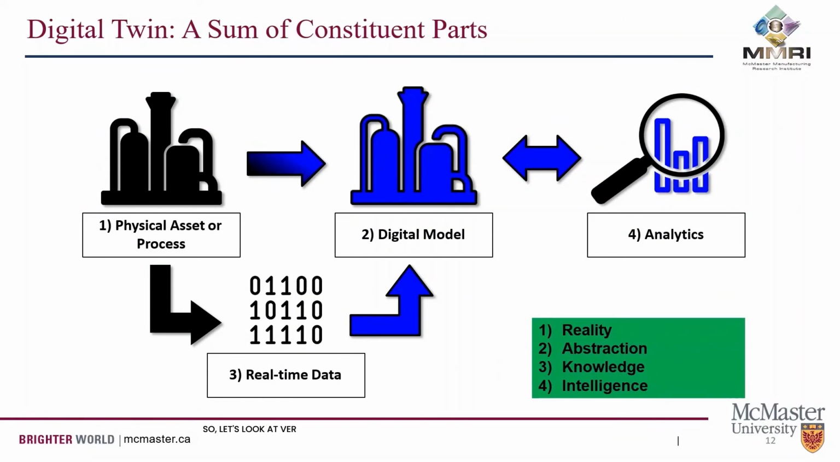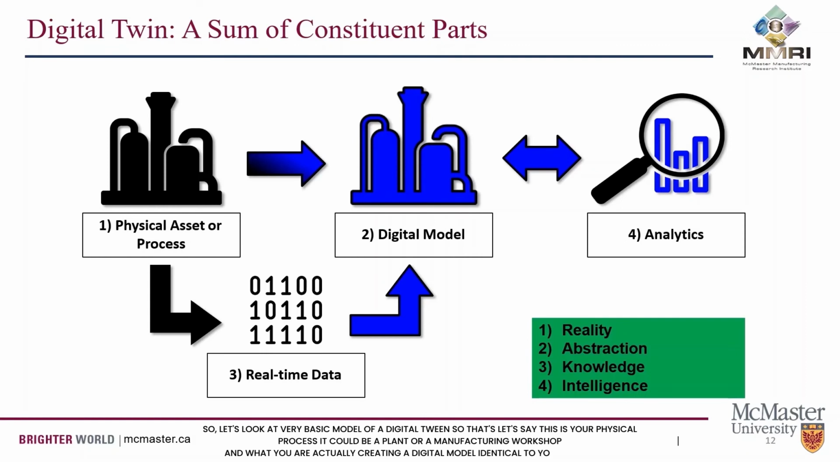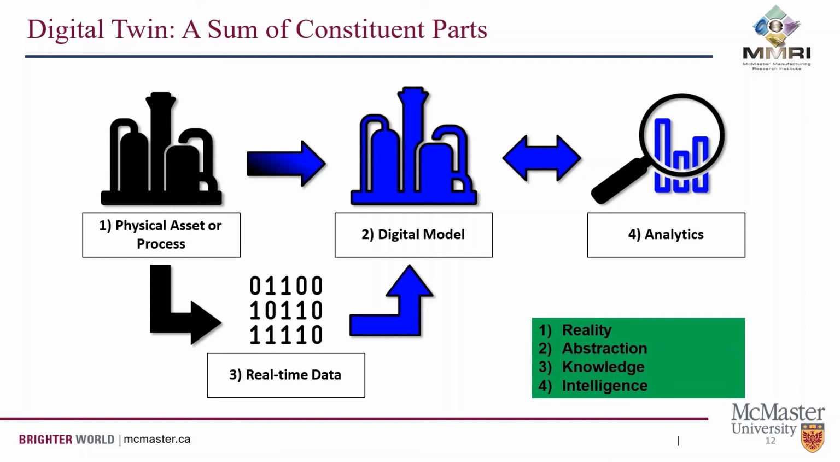So let's look at a very basic model of a digital twin. Let's say this is your physical process. It could be a plant or a manufacturing workshop. And you are creating a digital model identical to your real model. But in order to operate your digital model, you need to give real-time data from the physical model to your digital model. So now we have real-time data.